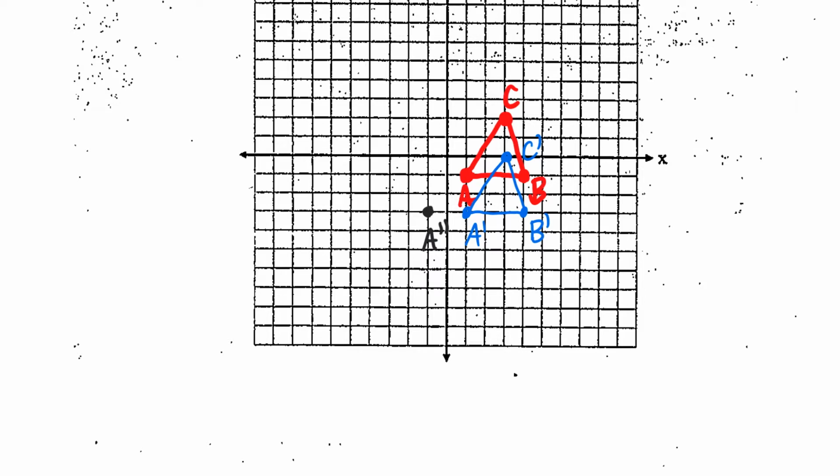Okay, how far is B prime away? It's 4, so I'm going to go 1, 2, 3, 4 along that same line. And there is B double prime. And then how far is C prime? 3. So it goes 3 the other way for C double prime. And then there's our new one.